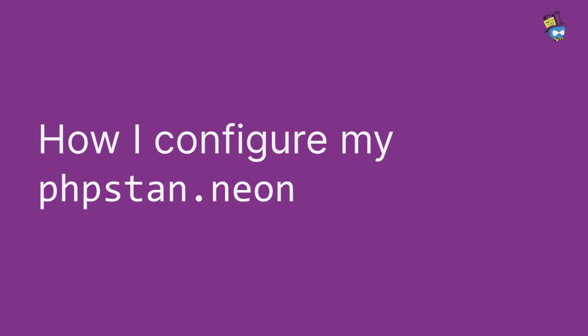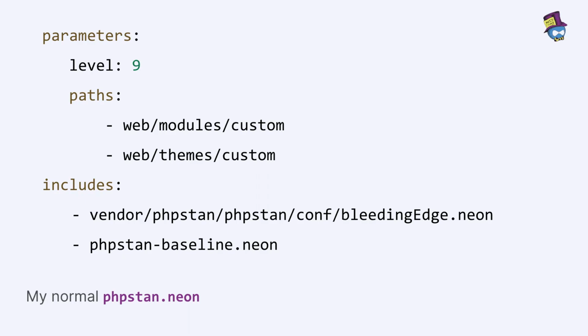And here's an example of how I configure my phpstan.neon. phpstan uses the NEON format, which is part of the Nette framework. It's YAML. As far as you're concerned, it's YAML. So you have the parameters, like I will always set it to level 9. I like to start at the top and then decide whether we'll accept it or not. I configure my paths, like the custom modules and the custom theme, and then includes. I like to include bleeding edge. phpstan has configuration that turns on some bleeding edge experimental features.